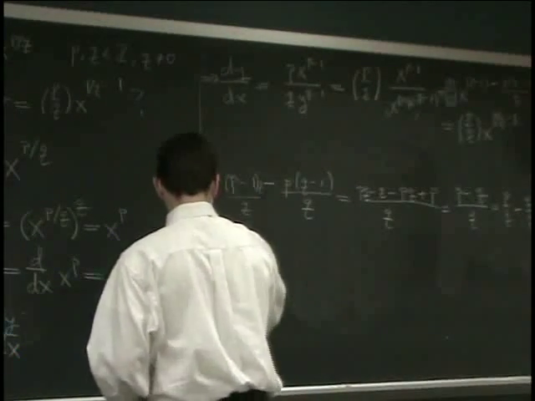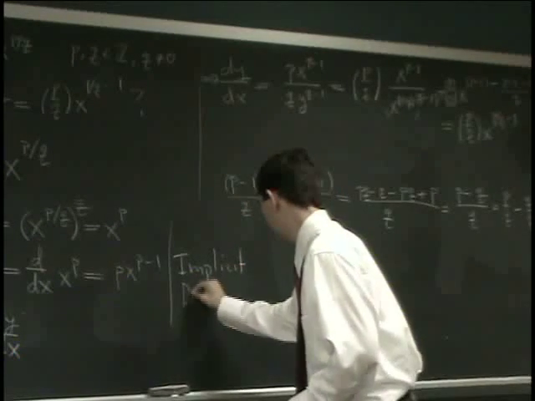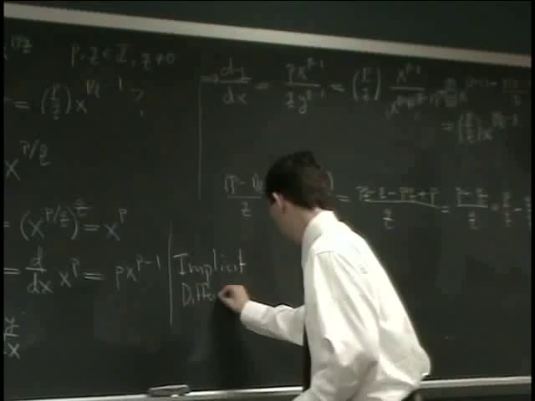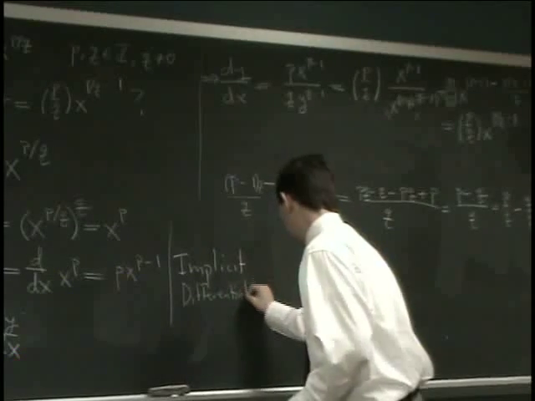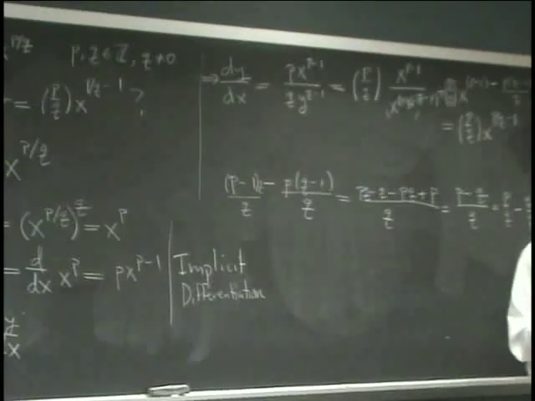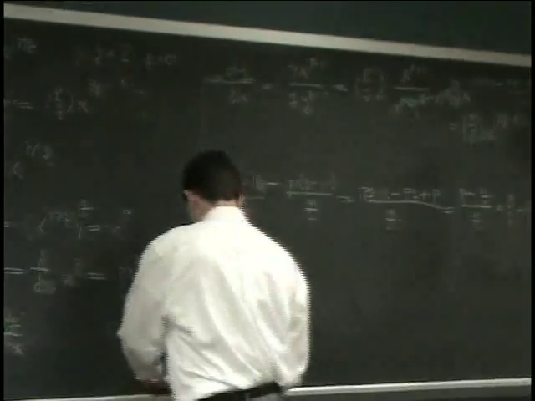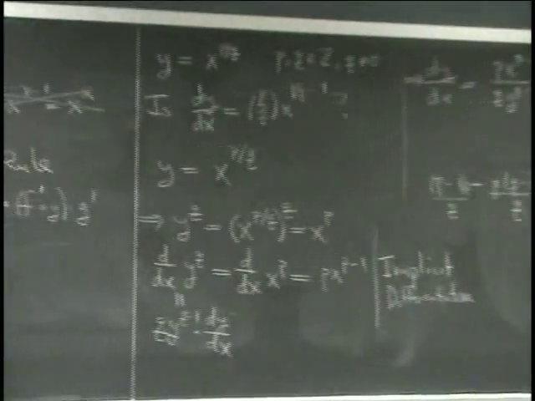I'm doing implicit differentiation. But it's just a funny name to hide the fact that you're just using the chain rule. That's all you do. It's just the chain rule. There's nothing different about it. Okay?